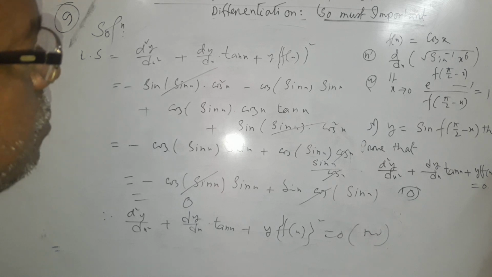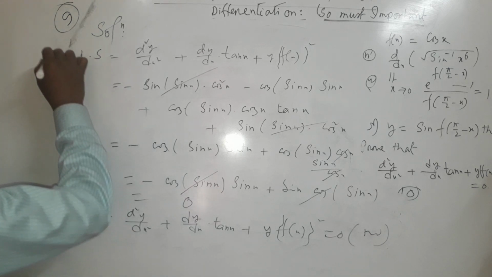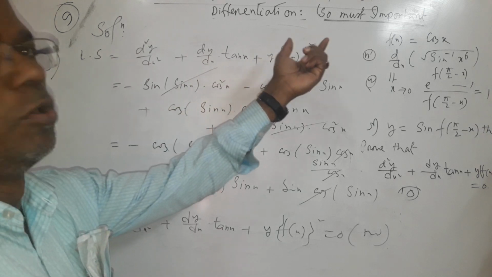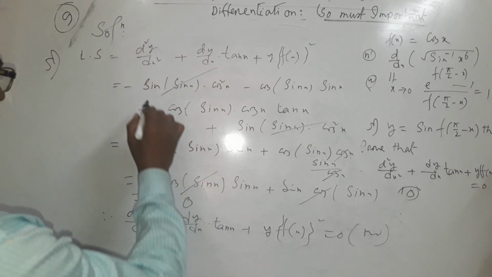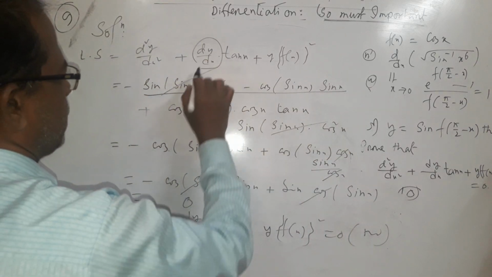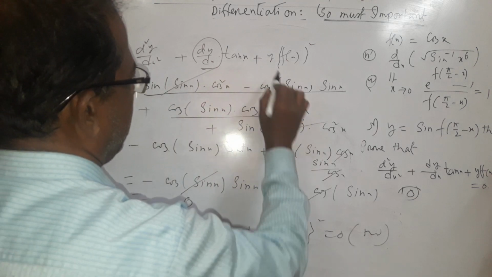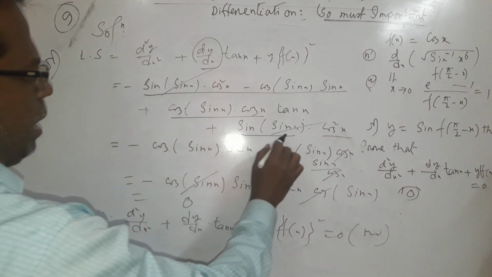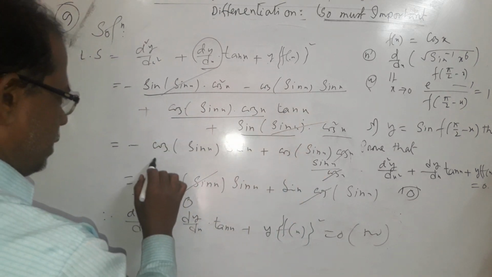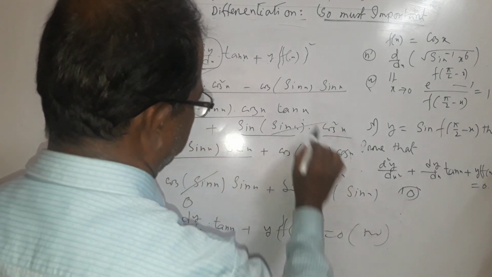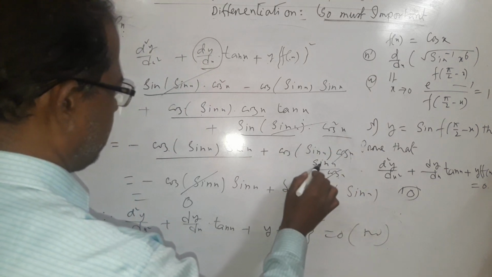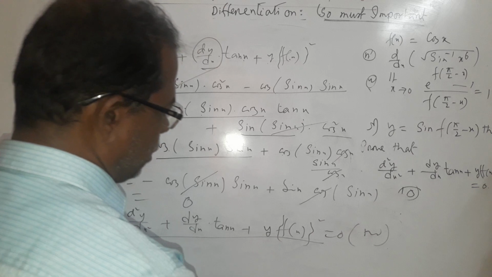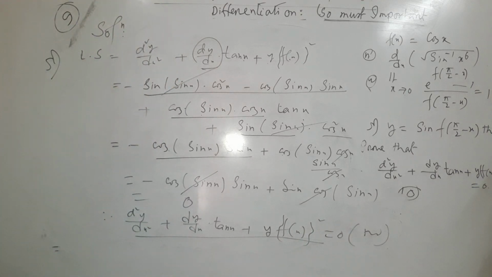So I have to review this third question. Firstly, the double derivative, first derivative, and tan x and y, f of x are whole square. So first derivative means this, second derivative means that, and tan x, and y means sin of sin x, and f of x means cos square x. So the first and last are omitted, and the second part and last part is the right part. Tan x means sin x by cos x, cos omitted, and sin into cos of sin x. That's why omitted, and this is 0 equals 0. So you have to prove that.